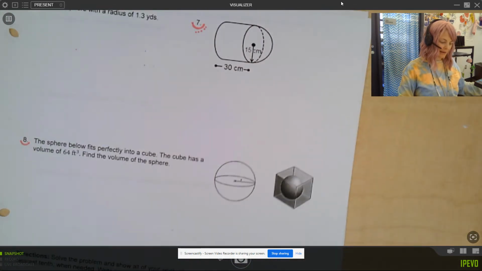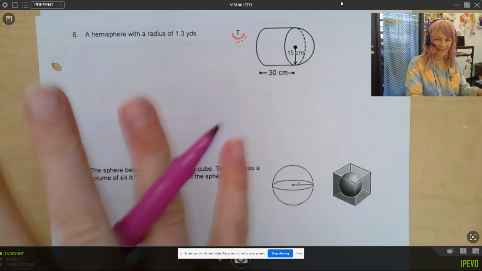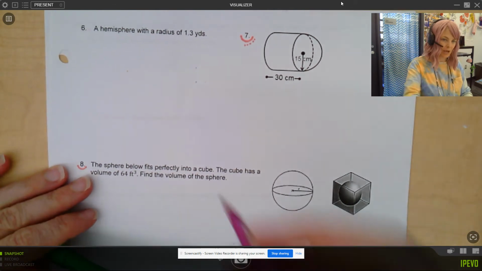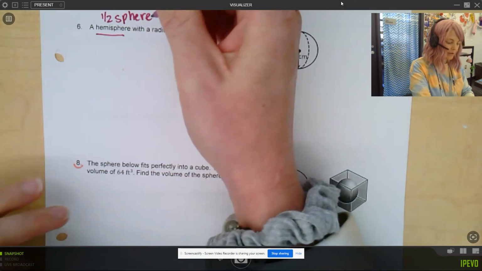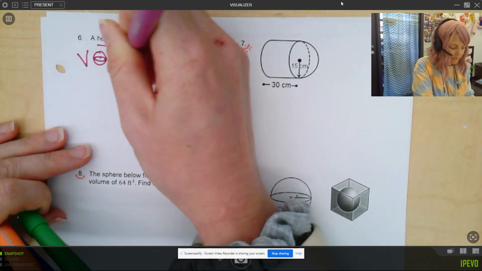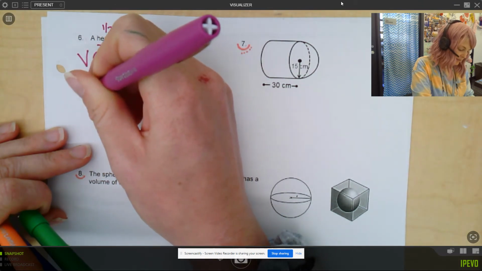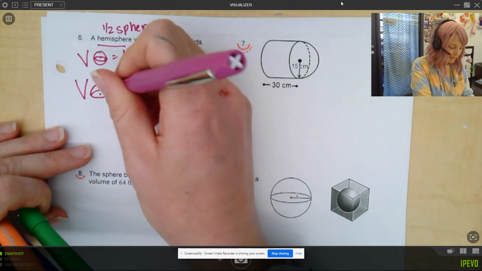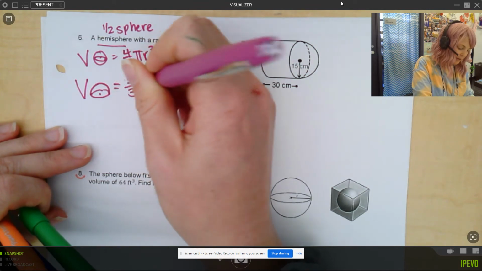So what we're going to be looking at now is a hemisphere. So careful, 6 and 7 are different problems. I know they're kind of on the page, kind of swooshing together. So it says a hemisphere with a radius of 1.3 yards. So a hemisphere is just half a sphere. Well, if we know that the volume of an entire sphere is 4/3 pi r cubed, the volume of a hemisphere, so there's half of a sphere. Well, what's half of 4/3? It's 2/3, so it's 2/3 pi r cubed.